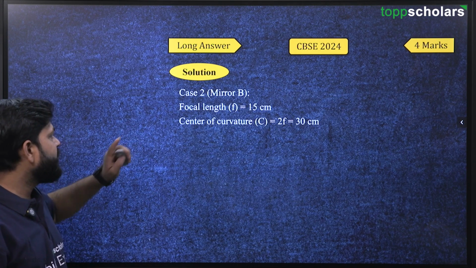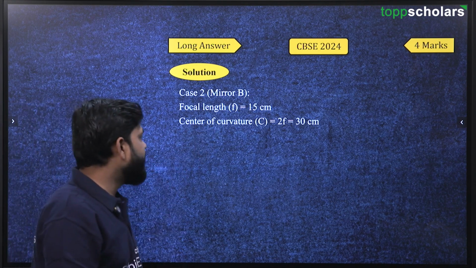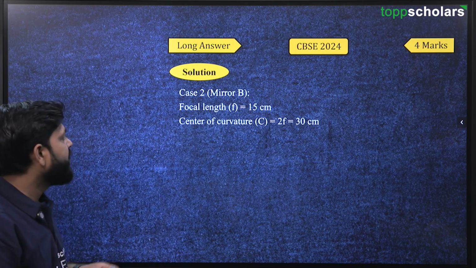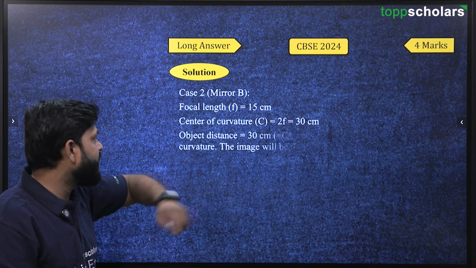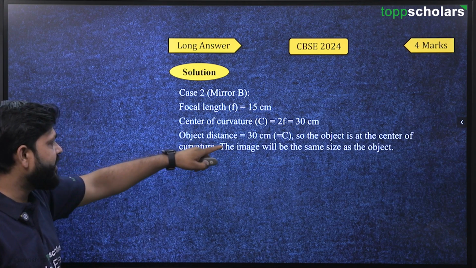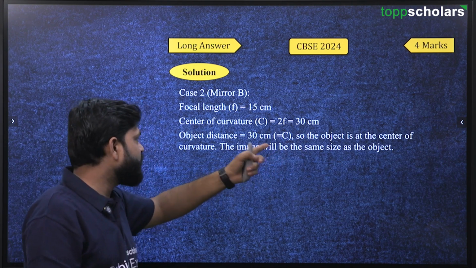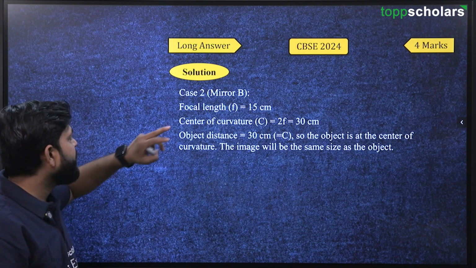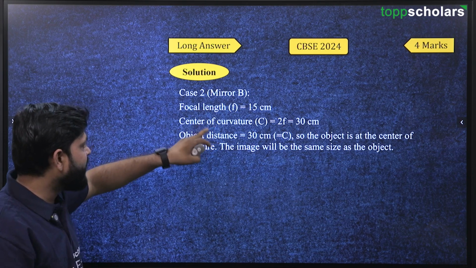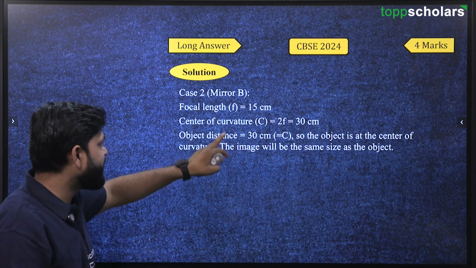In the second case, focal length is what? 15 centimeter. Center of curvature is what? That is 2F, that is equal to 30. Now, object distance is 30 centimeter and so C equals what? That is equal to 30. See, object distance, center of curvature is what? 30 centimeter, object distance 30 centimeter.